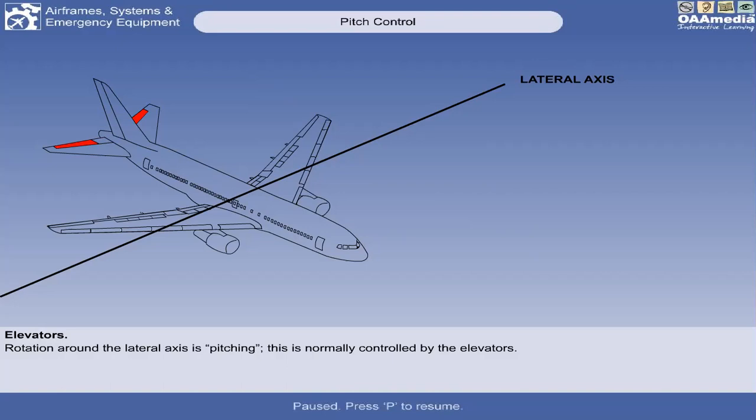Let me repeat: the rotation around the lateral axis is pitching. It is being controlled by the elevator. We have three axes in the aeroplane: the longitudinal axis, the lateral axis, and the normal or vertical axis. Those three axes intersect at one common point in the aircraft, which is known as the center of gravity.